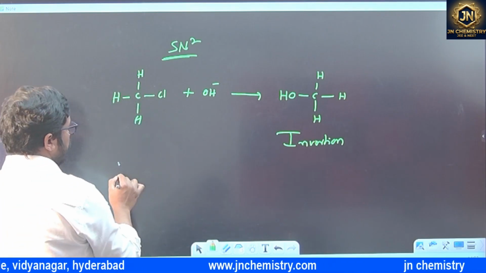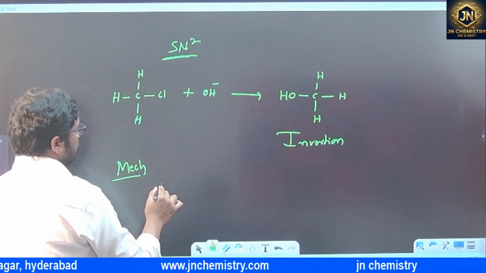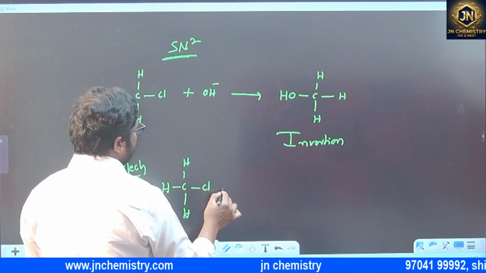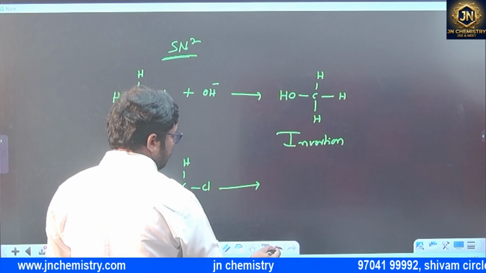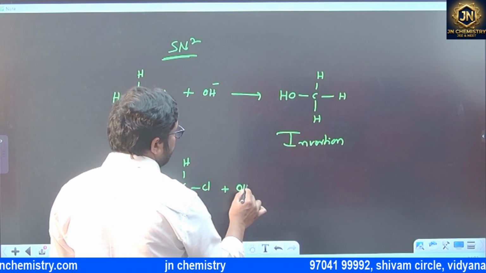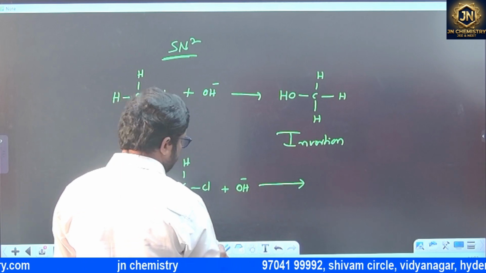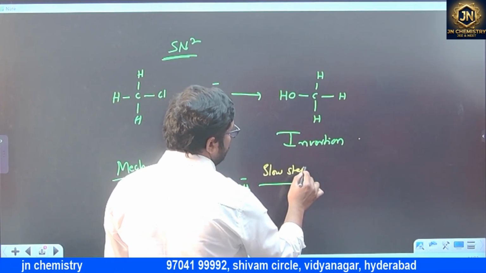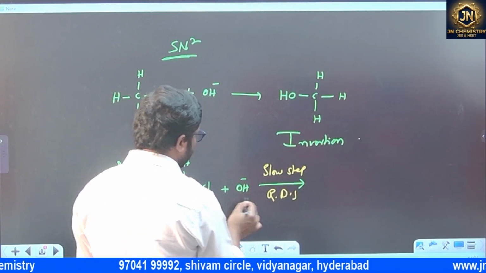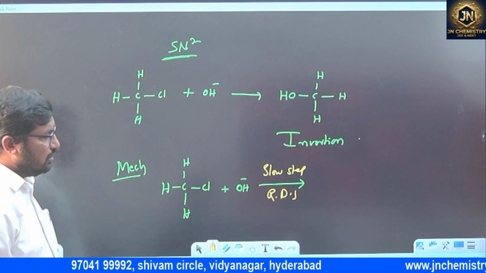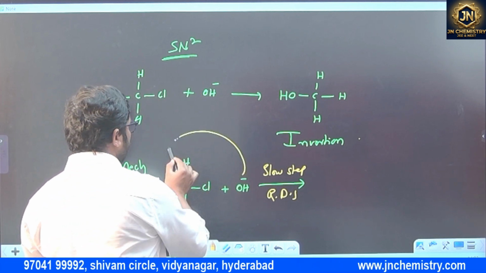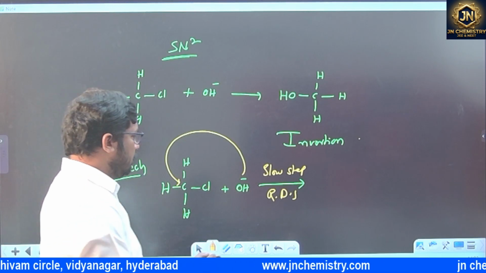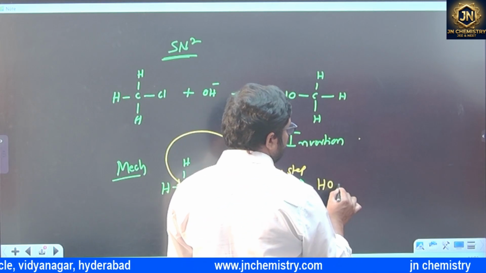Okay, the mechanism. Cl plus OH minus is the slow step. The slow step is the rate determining step, RDS. In the slow step, both molecules are participating. So that's why we could say this is bimolecular nucleophilic substitution. The OH minus is coming from the back end side.